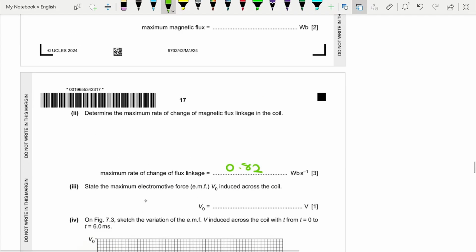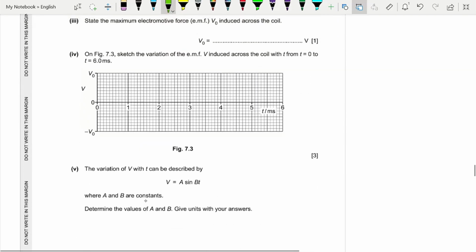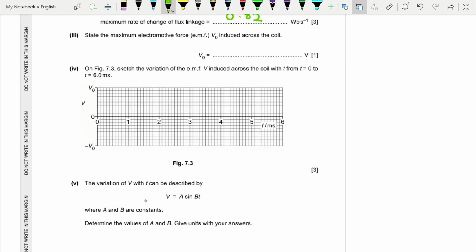And if you do all your calculations correctly, you get about 0.82. Or less or more, just depends. But what's important is the philosophy. What's important is the answer. Draw a tangent, take 2 points. After that, use delta B over delta T times N times A.